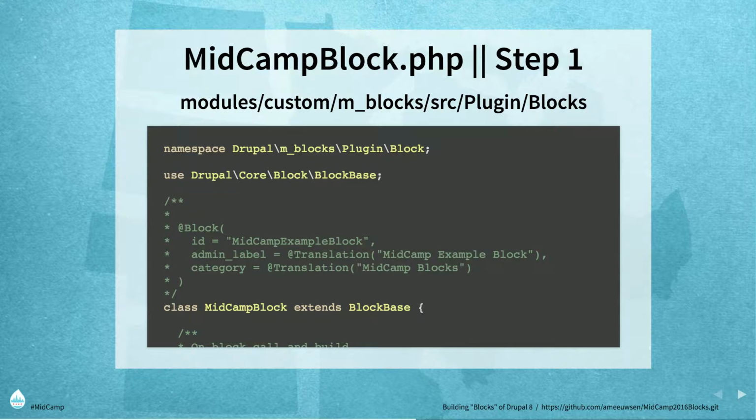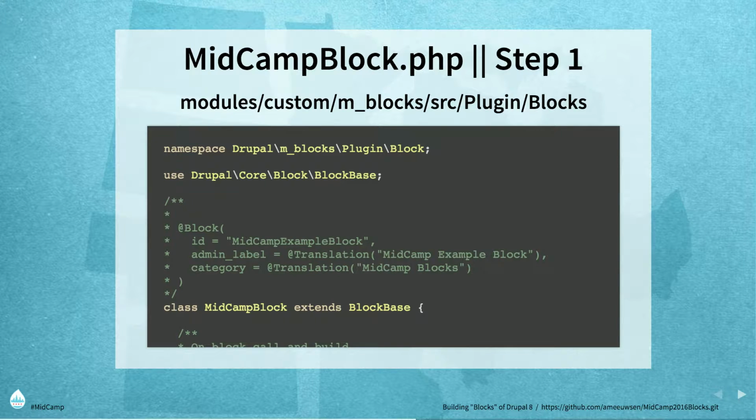So the next thing we have is the use statement. We're going to skip that right now. We'll come back to it. The next one is annotations. So in Drupal 8, in order for your module to give metadata to Drupal, to give information about itself, we do it in a block annotation.